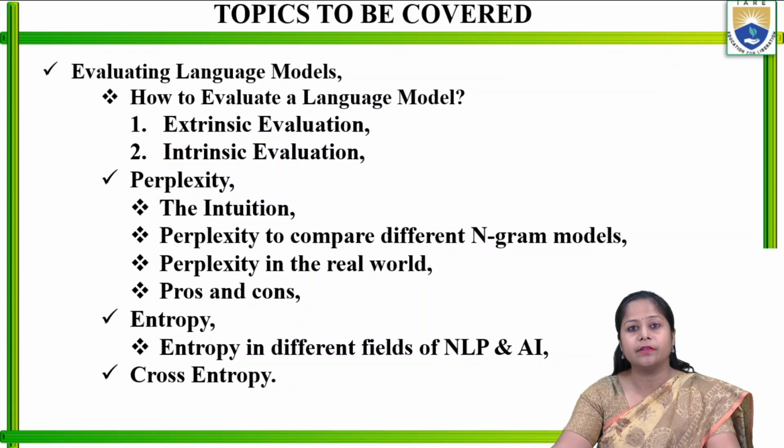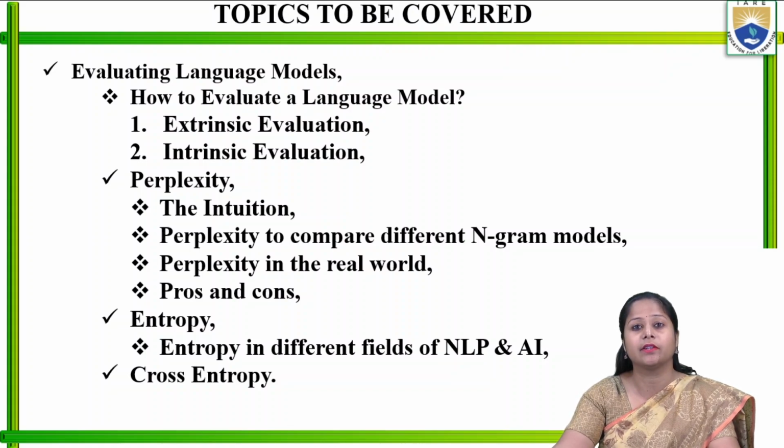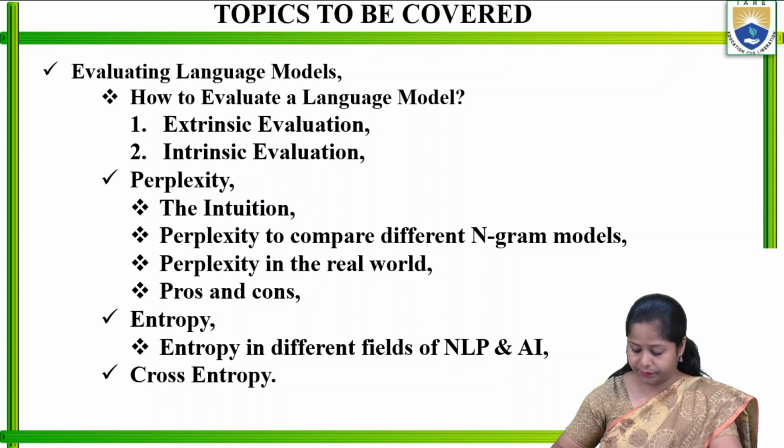Two types of evaluations will be there: first is extrinsic and second is intrinsic. Then three metrics will be there. The first metric is perplexity, second is entropy, and third is cross entropy. In perplexity, we will see how perplexity works for the different n-gram models as well as the language models, how to measure entropy, how it will be used for the different fields in natural language processing, and how cross entropy will be used. So let's start.